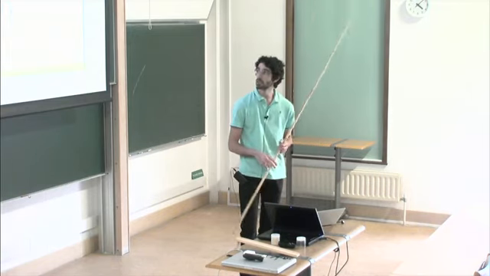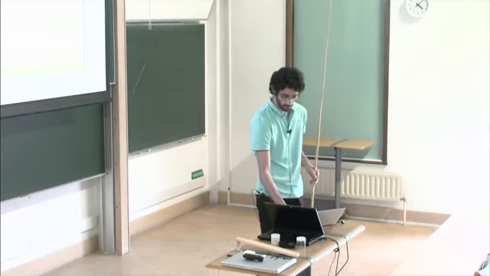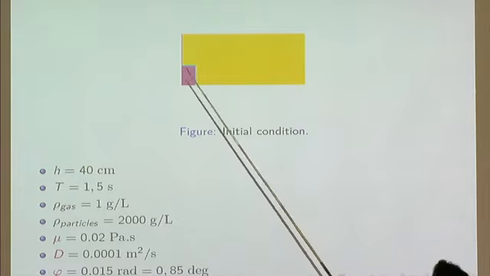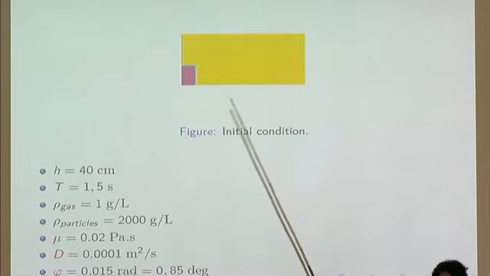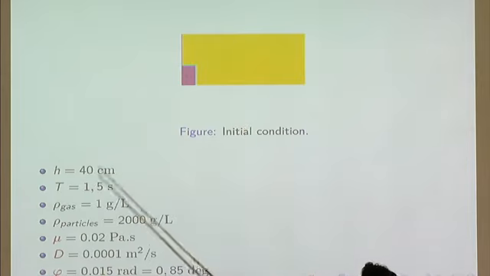Okay. Now I just show you some very recent numerical results. This is only the collapse of the column. Initially, this is fluidized, totally fluidized. The column is 40 centimeters high, and all quantities are here. So we will discuss this later, okay?